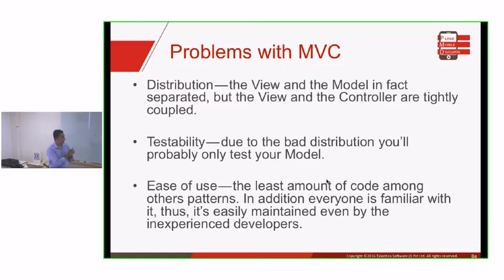So for testability, due to bad distribution, you will probably only test your model, because the model is in a separate class. You can test that. Apart from that, you cannot test. Ease of use: it's really nothing you have to do. You just have to write everything inside your view controller, and everything will work properly. Yeah, and it's easily maintained by the inexperienced.